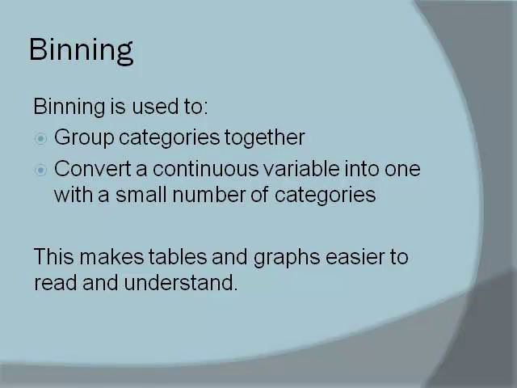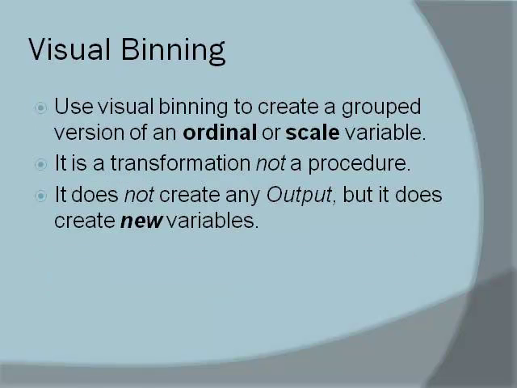Binning is used to group categories together or to convert a continuous variable into one with a smaller number of categories. This can make your tables and graphs much easier for your readers to understand. Visual binning is used to create a grouped version of an ordinal or scale variable, but not nominal ones. It is a transformation and not a procedure. It does not create any output in the output viewer box, but it does create new variables, and these are automatically entered in both the variable view and the data editor.